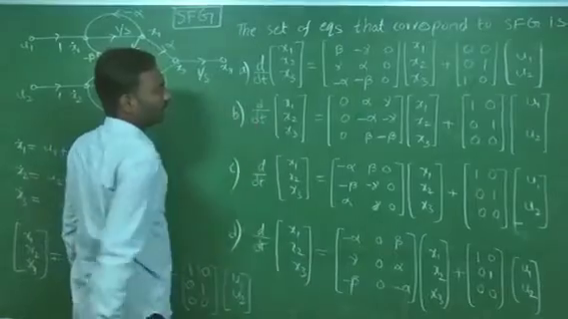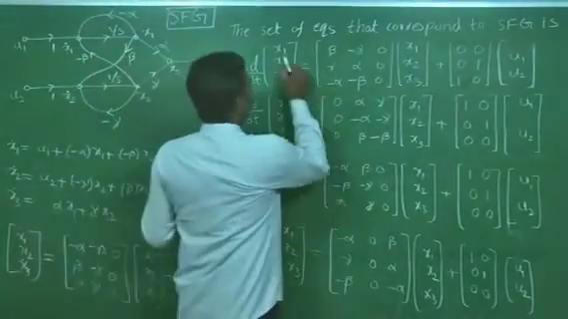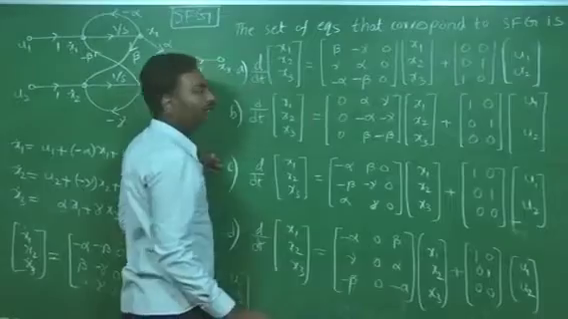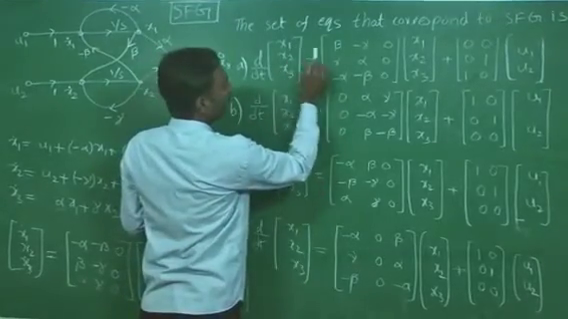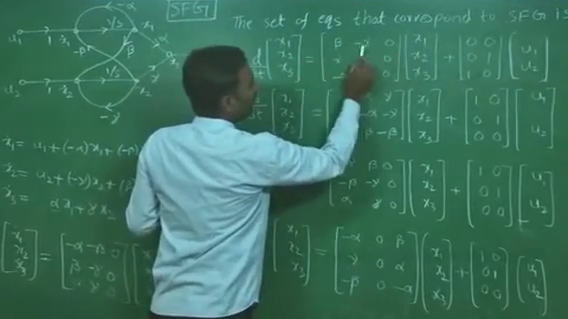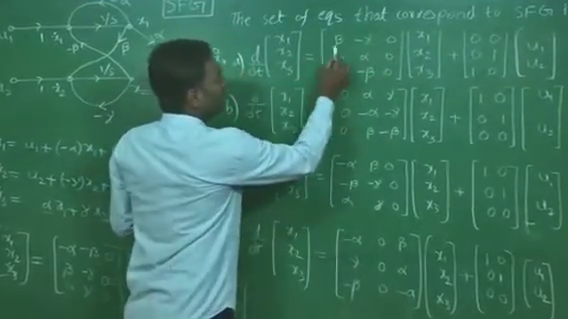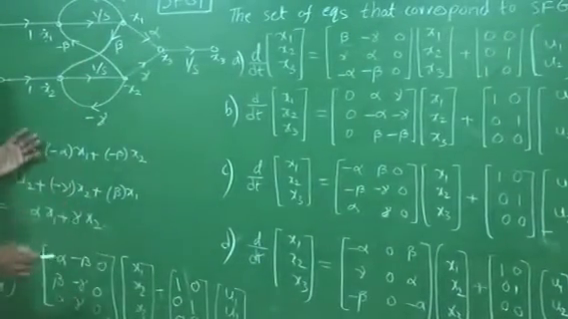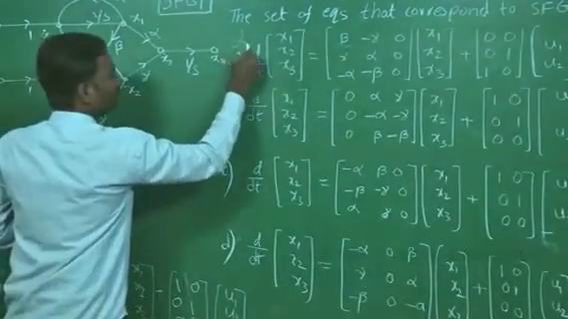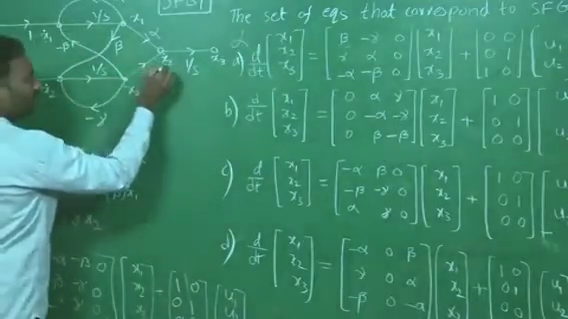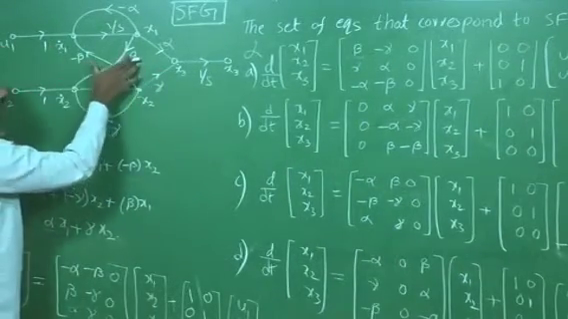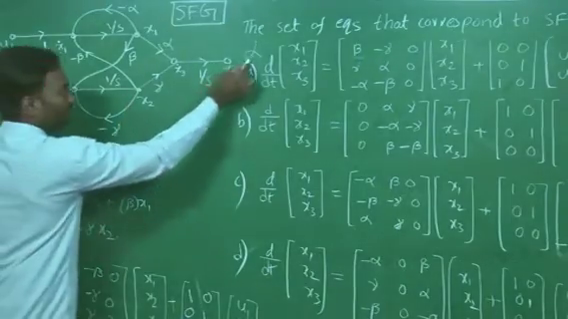In the first option, that is option A, x1 dot is not related to u1 and u2, but we can see that x1 dot is beta into x1 minus gamma into x2. This beta is the gain between these two nodes. So the option would be wrong, because the node which doesn't have any connection with the input nodes will not have the gain beta in its equation. So option A is wrong.